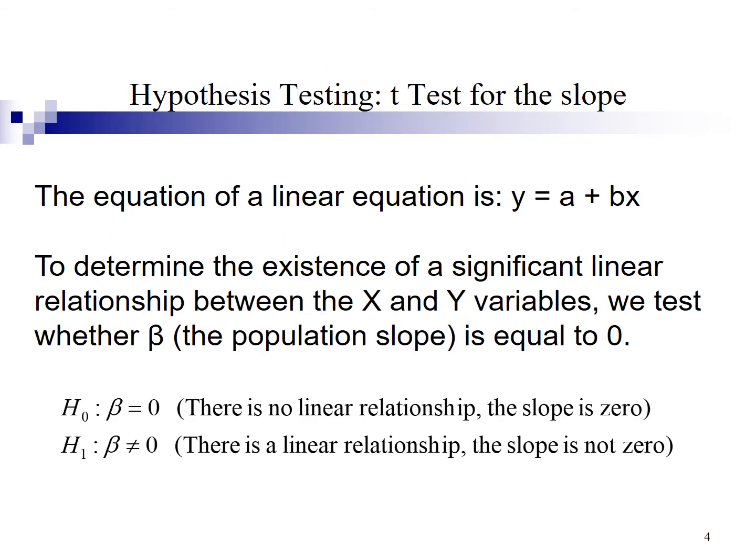The equation of a linear equation is y equals a plus bx. To determine the existence of a significant linear relationship between the x and y variables, we conduct a t-test to test whether beta is equal to 0. The null hypothesis statement is beta equals 0. For the alternative hypothesis statement, beta is not equal to 0. When beta is not equal to 0, there is a linear relationship between x and y.